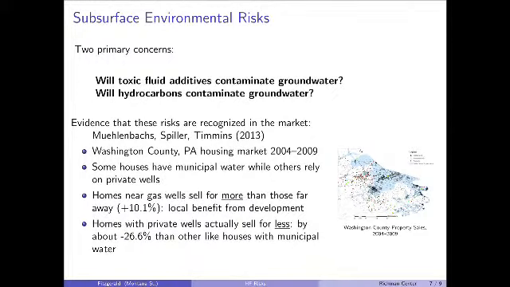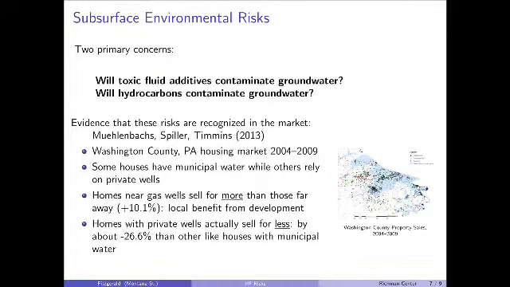I'm a cold-hearted economist, as though there's any other kind, and I believe the market's going to tell us what people actually do. So they looked at 5 years of housing data. The interesting thing about Washington County is that there are all these houses being bought and sold. Some of the houses have municipally supplied water, and others are supplied water by private wells.